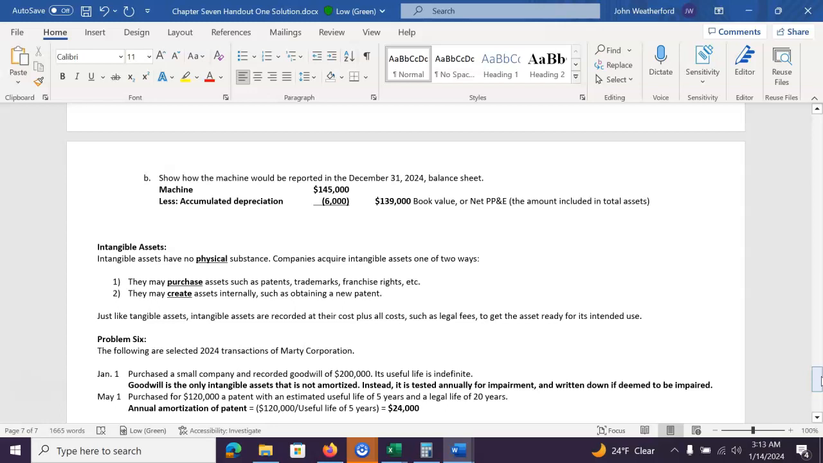Amortization is really the same thing we would be doing with depreciation. We're taking a part of the cost of the asset as an expense each year that it's useful to the business. But we call it depreciation if we're dealing with property, plant, and equipment. We call it amortization when dealing with intangible assets. But goodwill is the only intangible asset we won't amortize. We just test it for impairment annually and write it down and take the loss if it's deemed to be impaired.